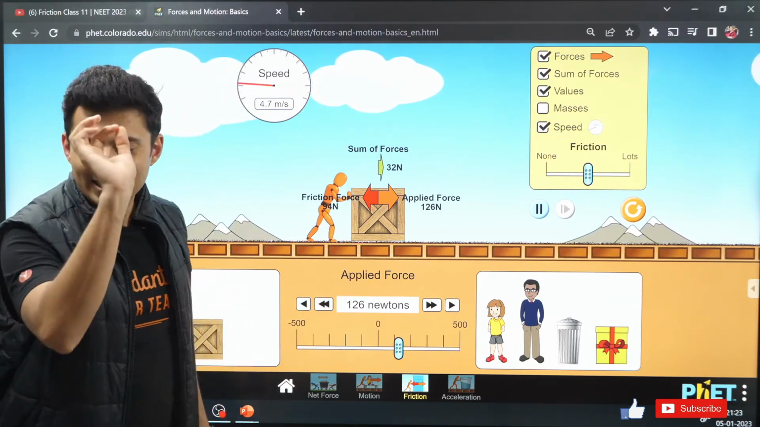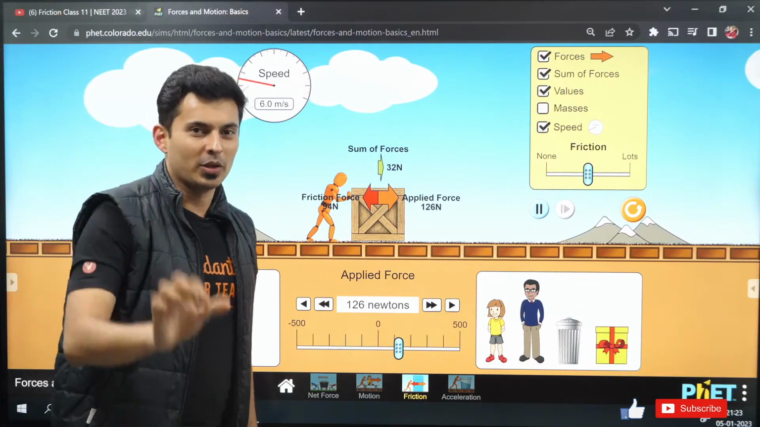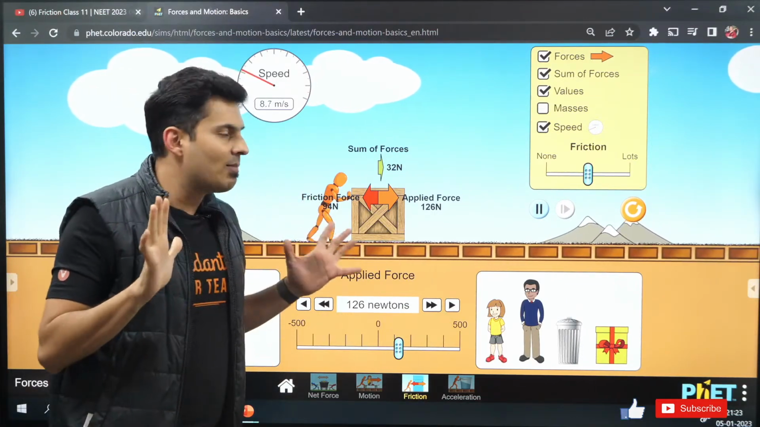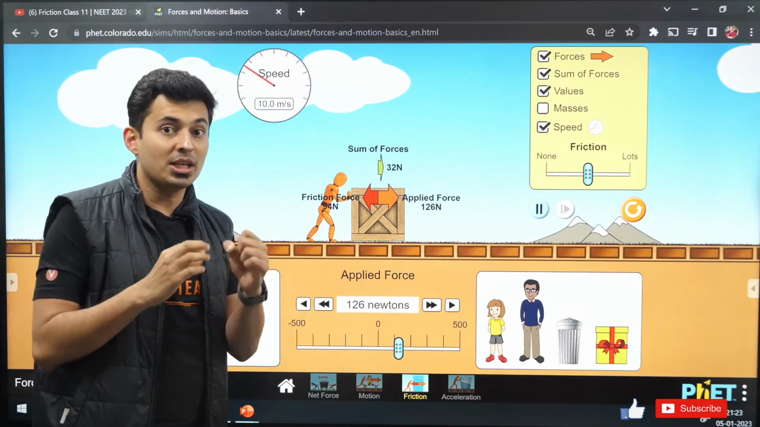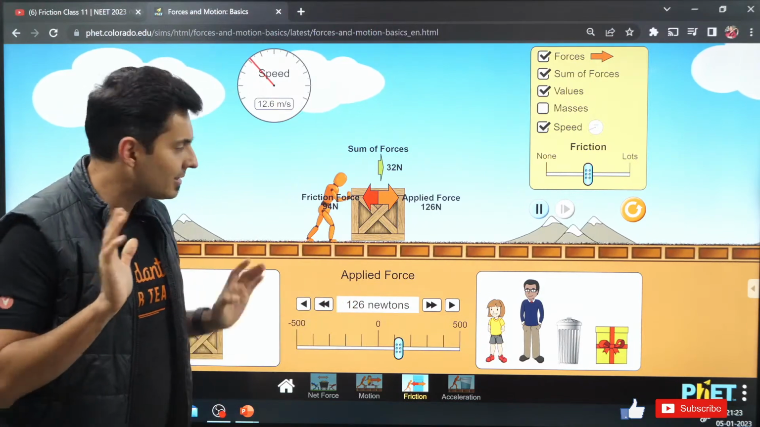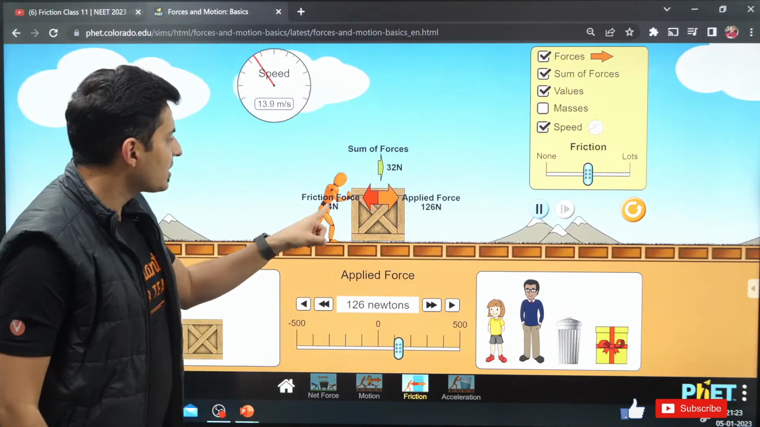That is called the limiting frictional force or the maximum static frictional force. That's the maximum force of static friction that it can give. Maximum static force. Everybody agrees? Okay. Now do you see the frictional force has reduced?